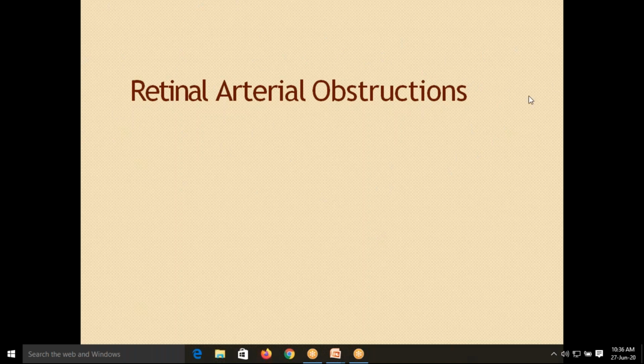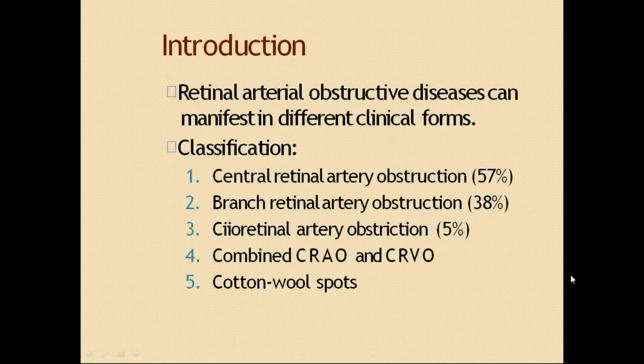Okay. So there are two types of arterial obstructions in the retina. The first one is central retinal artery occlusion and the second one is branch retinal artery occlusion. As the name indicates, in central retinal artery occlusion the main artery gets obstructed. The second is branch retinal artery occlusion: from the main artery we get branches, and one of those branches gets obstructed. So this is about central retinal and branch retinal artery.